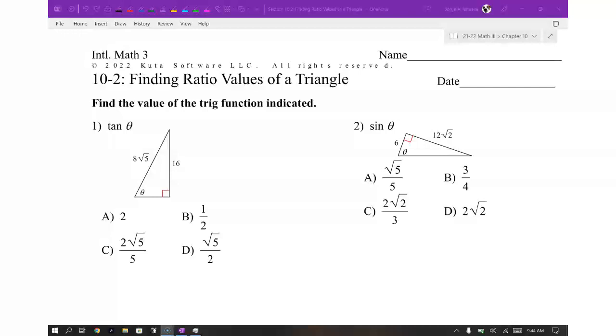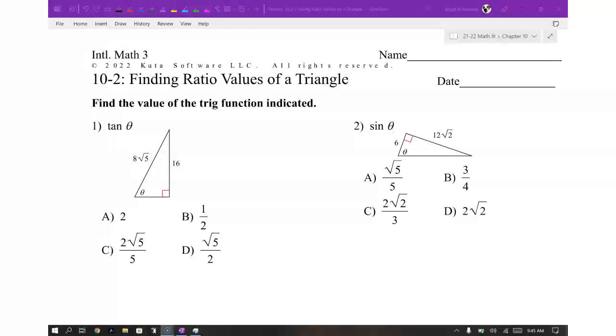All right, so section 10-2 or 10.2 is finding ratio values of a triangle. So you're basically just going to use the triangle that you're given and a specific definition of the sine, cosine, or tangent function to tell me the answer that they want us to write out. Now they're going to be exact values, so you'll notice the answers tend to be in terms of radicals, like no decimals. It's going to have radicals or fractions, stuff like that, but no decimals involved.